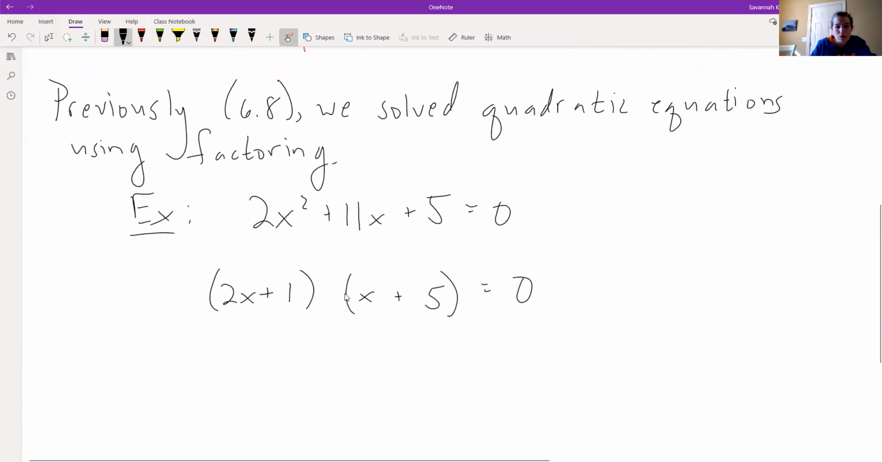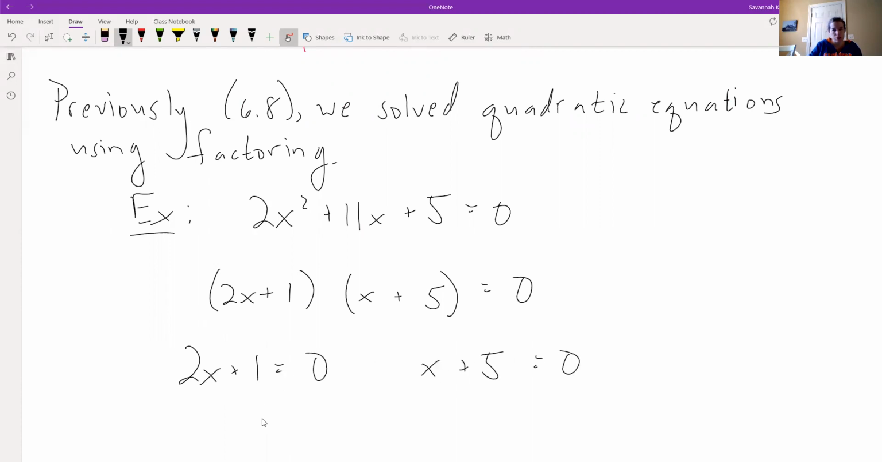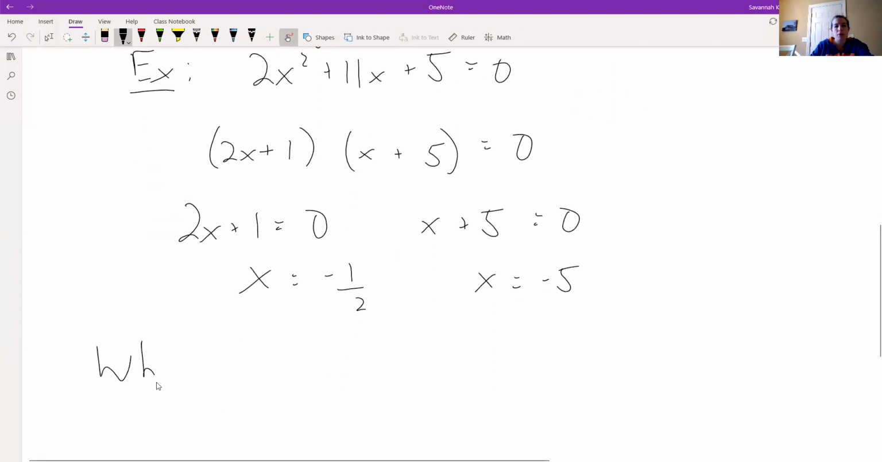Okay, I think this is finally going to work out. I think I finally got something. So 2x squared plus 10x plus 1x plus 5. Okay, so then I set these guys equal to 0 and very quickly rearrange things and I get my answers. So, okay, this is great, but what happens if we get something that is not factorable?